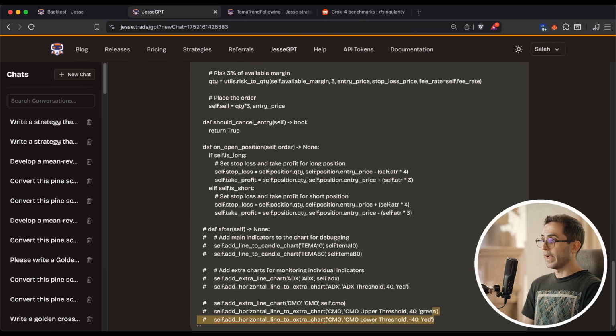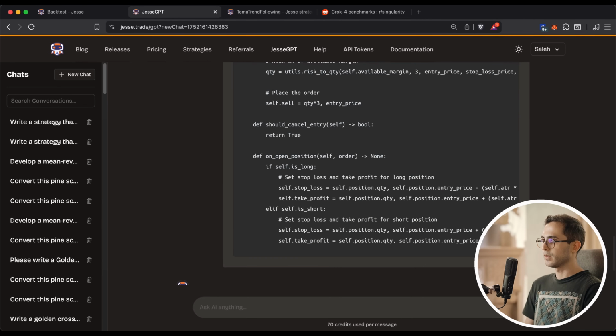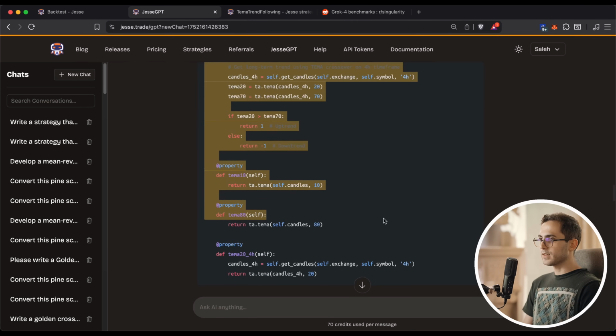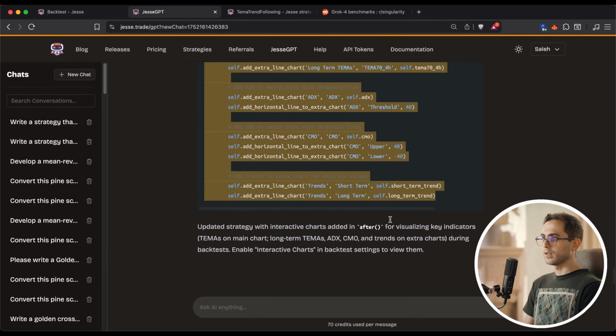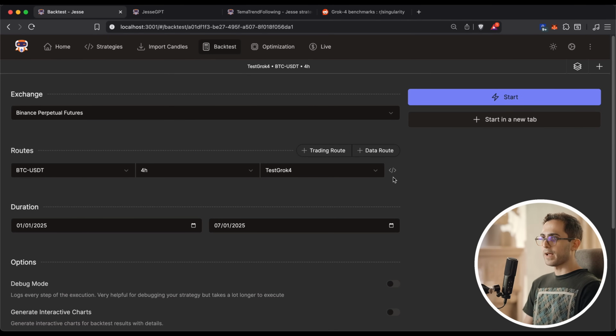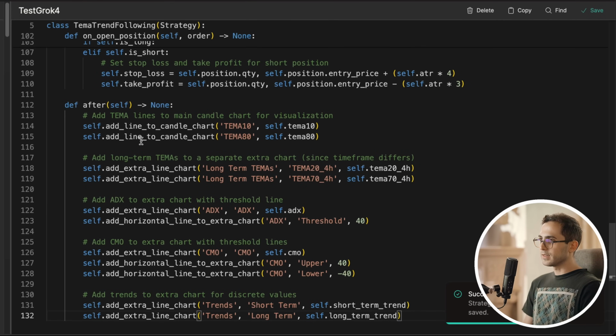And actually we already had the indicator values, so let's remove it and hit enter. All right, so let's copy the whole thing. Go back, update the code, paste it here and save it. And this is how it did it.